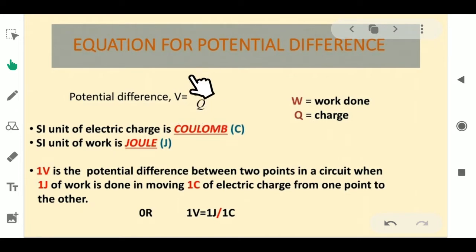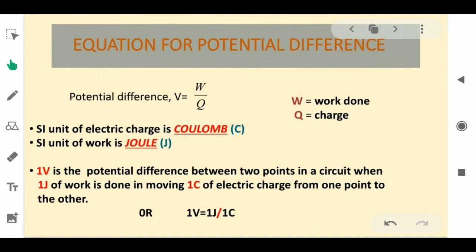Then what is W here? W is called work done, the amount of work done, and Q means the quantity of charge. So simply we can write: V is equal to W by Q. Right? Yes. I have already told you that Q is the quantity of charge moved.